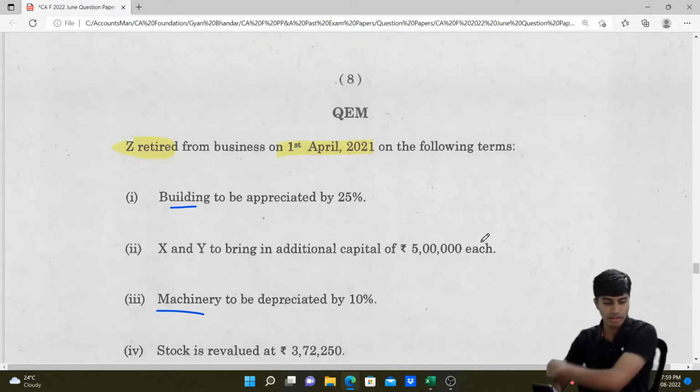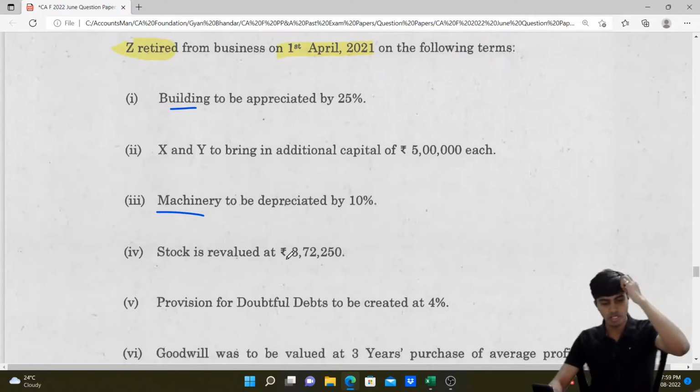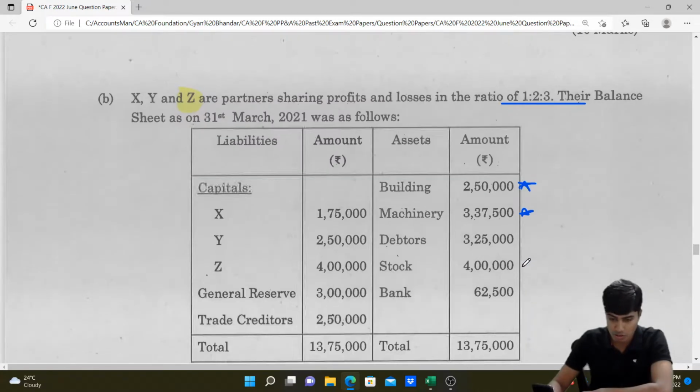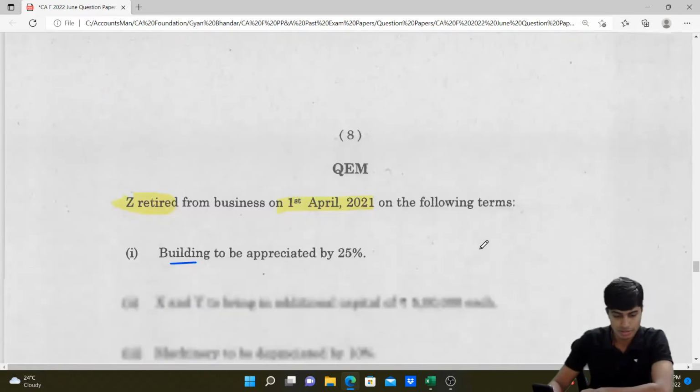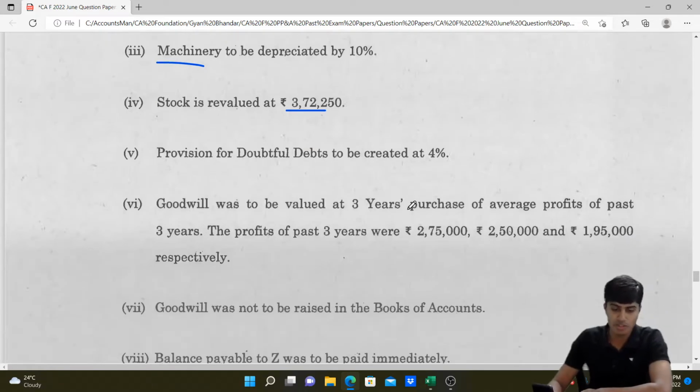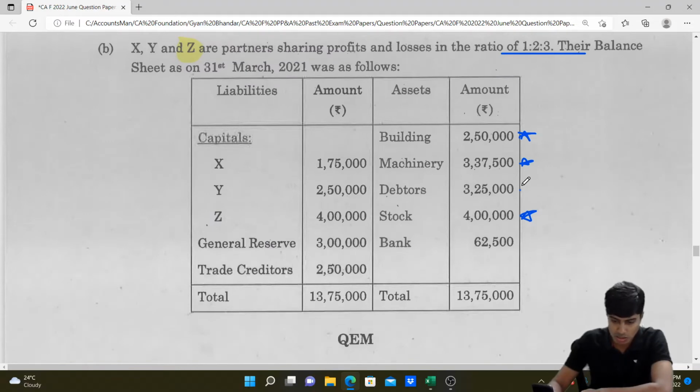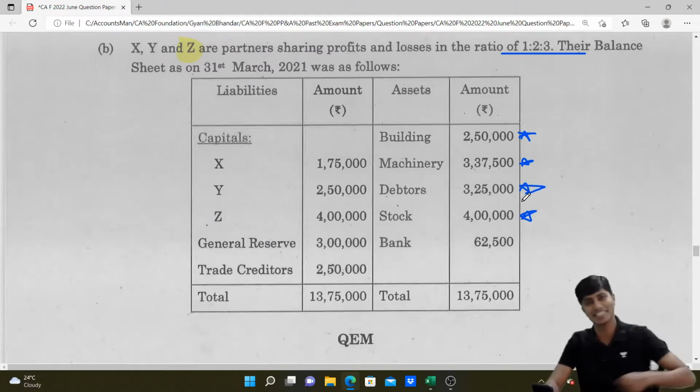And then what do we have? Then we have stock to be revalued to 3,72,250. So stock has a small revaluation here. This would also appear in revaluation account. And then we have provision for doubtful debts to be created at 4%. So this debtors, what you see here, also has an adjustment. Almost every other item on the asset side of the balance sheet has an adjustment.